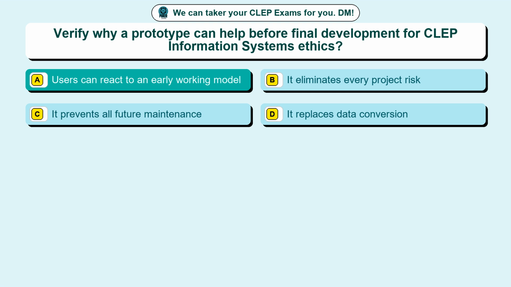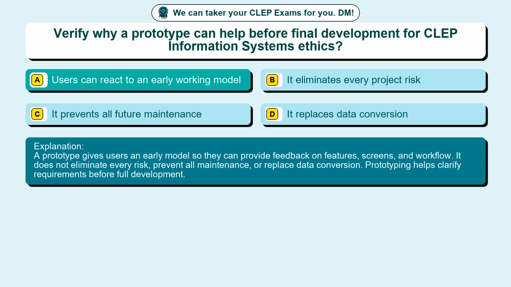The correct answer is option A. Users can react to an early working model. A prototype gives users an early model so they can provide feedback on features, screens, and workflow. It does not eliminate every risk, prevent all maintenance, or replace data conversion. Prototyping helps clarify requirements before full development.